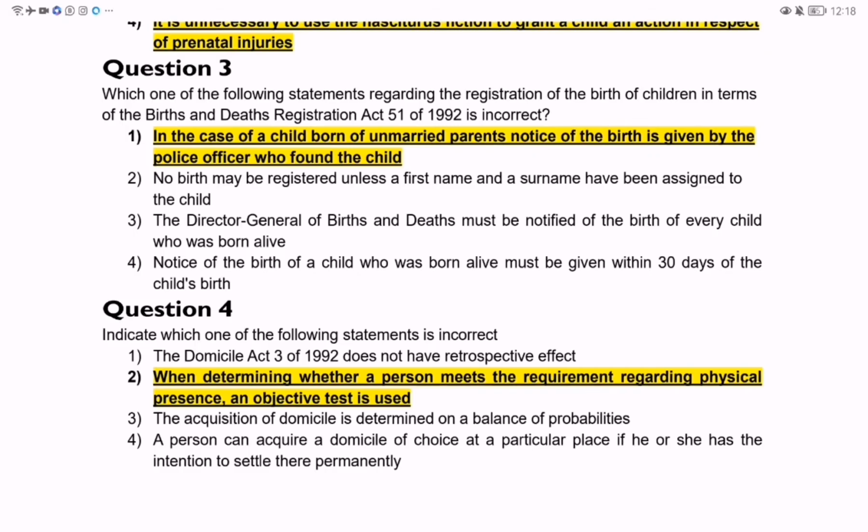I know most of us studying at Unisa are parents and all that. We know the procedure, right? 30 days. Okay? So the incorrect statement is, in the case of a child born of unmarried parents, notice of the birth is given by the police officer who found the child. No way.